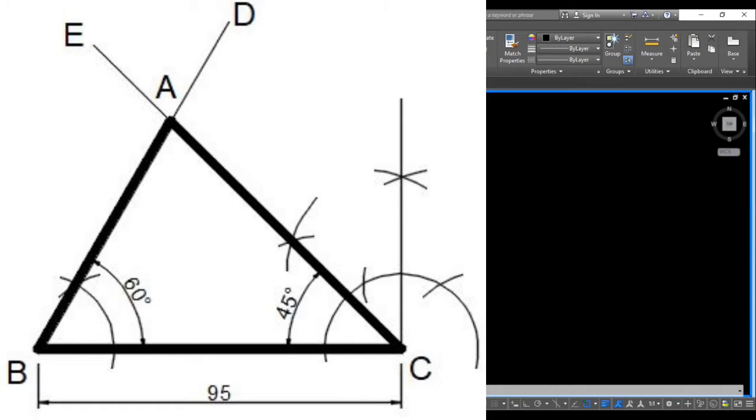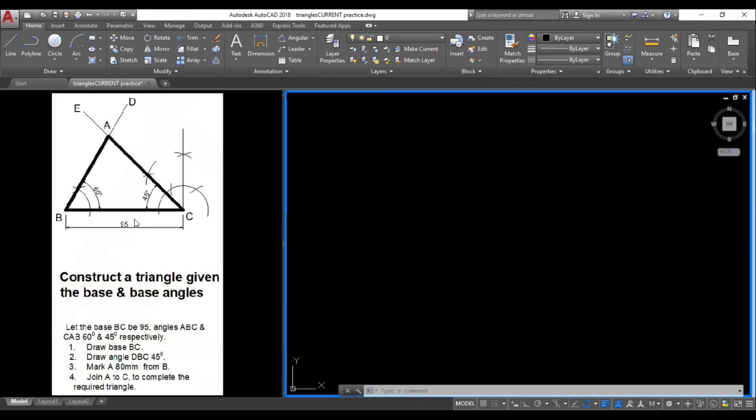Okay, today we're going to be learning how to construct a triangle if we are given the length of the base and both base angles. As shown over here, we have a base of 95 units, so I'm going to draw a line and specify my first point, and I'm just going to turn on author again and type in 95 units, enter, and I'll just scroll forward with the middle button on the mouse and we can just zoom down a bit.